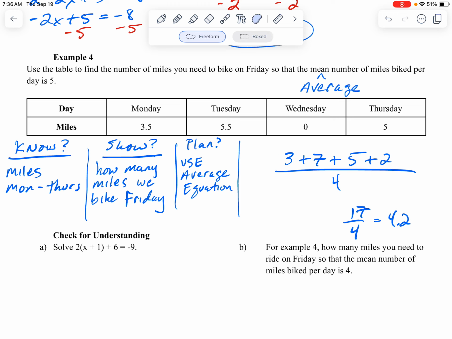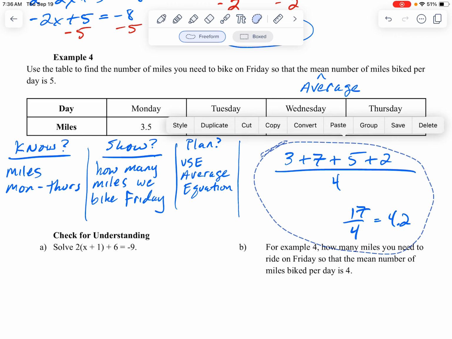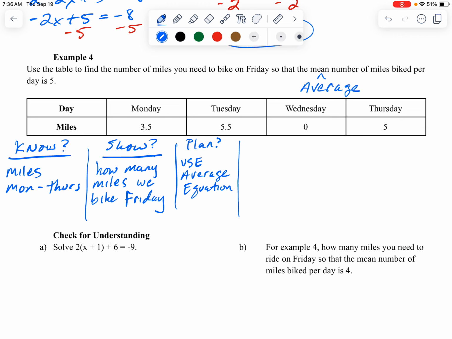Okay, so let's go back and think about how this is going to apply to this problem. What do we know? We know how many miles we rode Monday through Thursday. What are we trying to show? How many miles we need to bike on Friday in order for the average for the whole week to be 5. In our plan, we're going to use our equation for average because that's what we need to find.